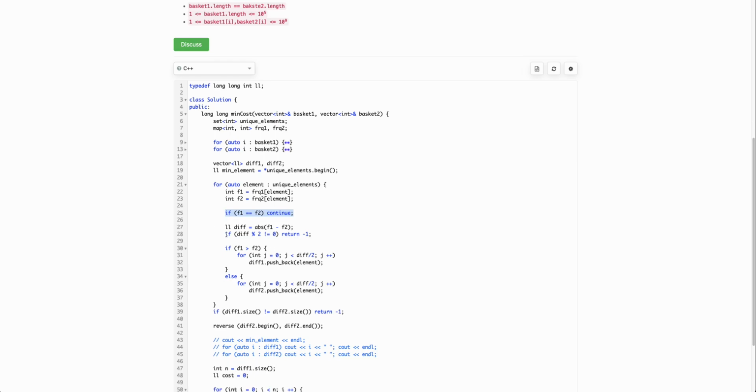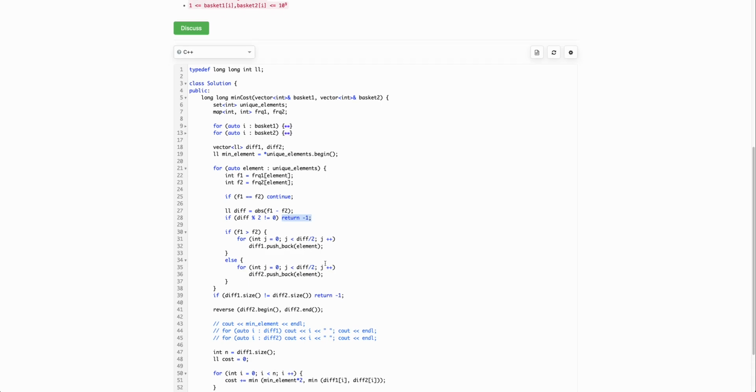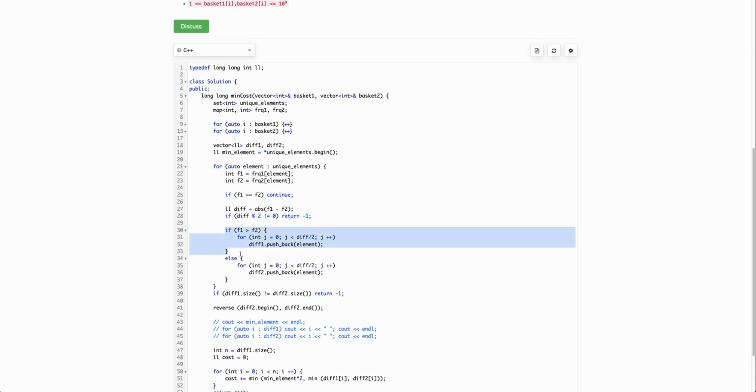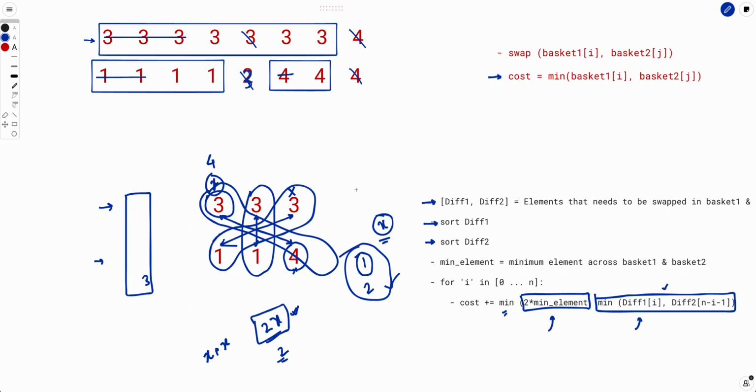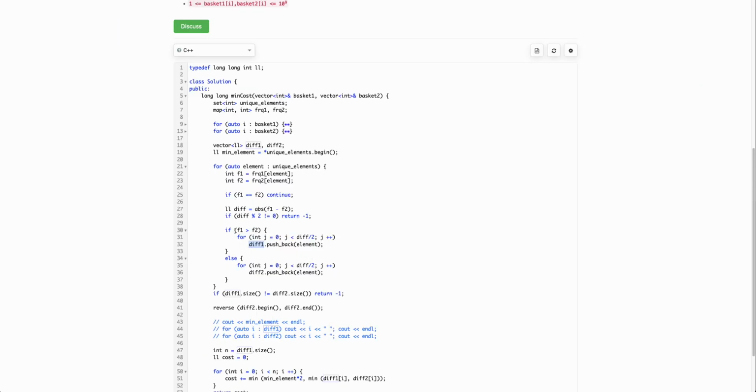If they are not equal, we check if the difference is even or not. If it is not even, it means it is impossible, so we return -1. If it is even, we try to push the difference element into the diff array. If f1 is greater than f2, it means the first array has more of the element, so we push half of the difference into the difference array, because this difference array contains the swaps. In this particular case, the difference array would contain 3, 3, 3, and diff2 would contain 1, 1, 4. So that's how we build the difference array.